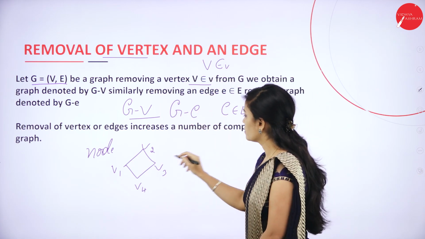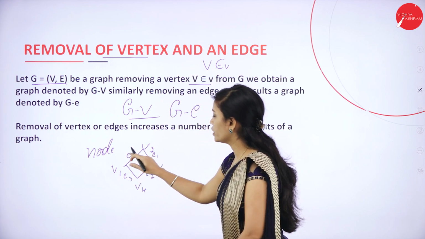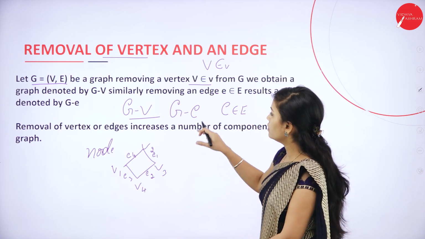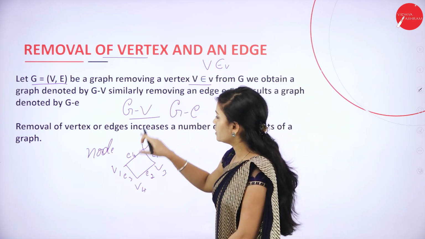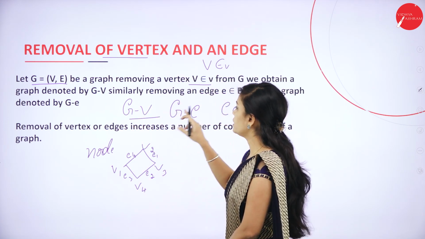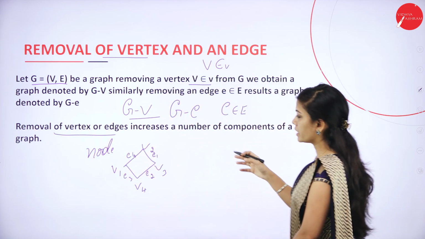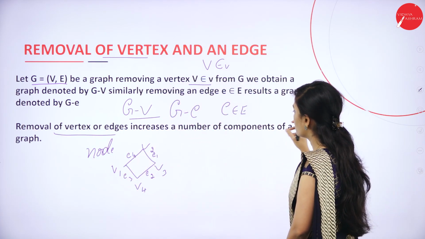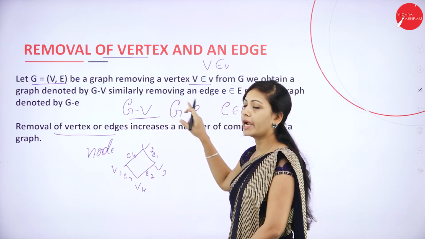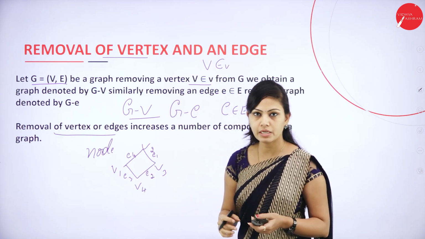So the edges are E1, E2, E3, E4, right? So here we have four edges and four vertices. Here we are trying to remove the vertex and the edges, so G minus v and G minus e. And removal of vertex or edges increases the number of components of a graph.